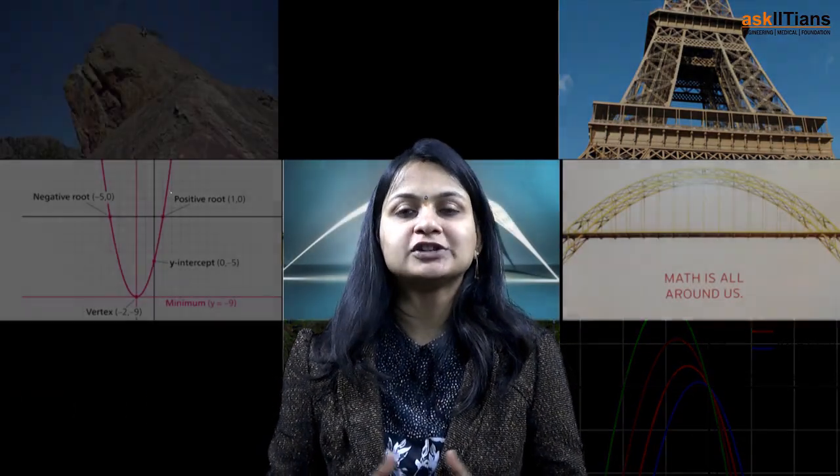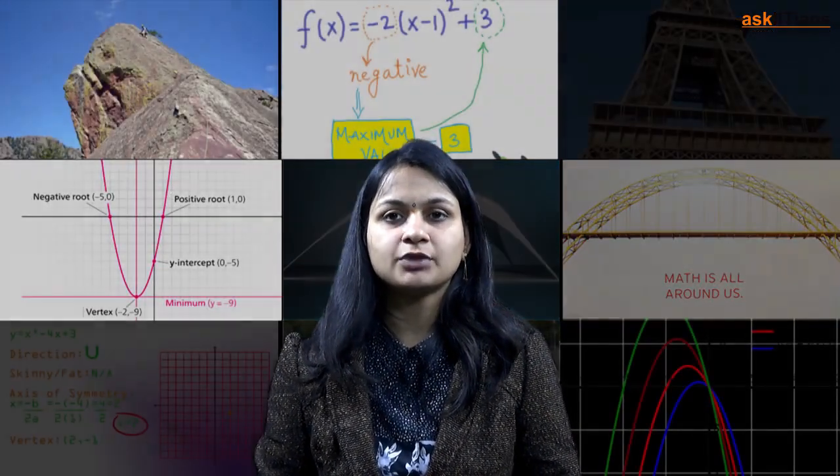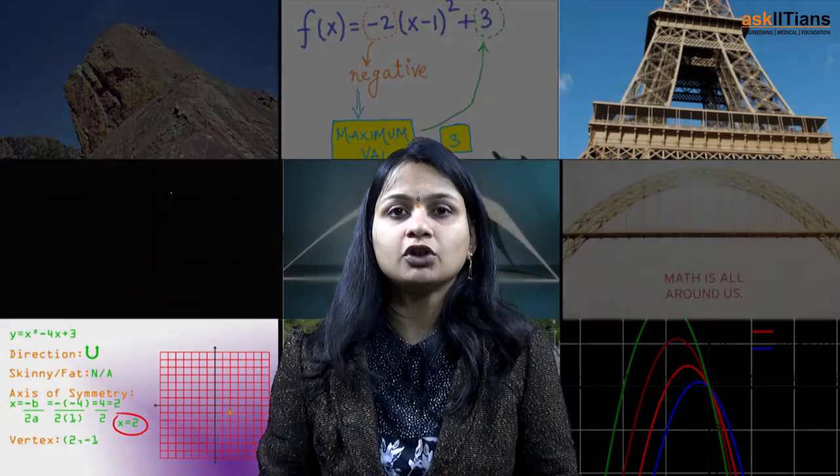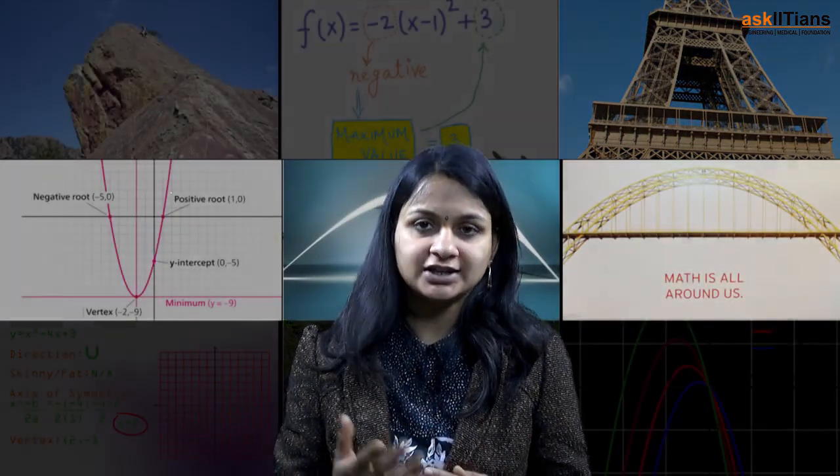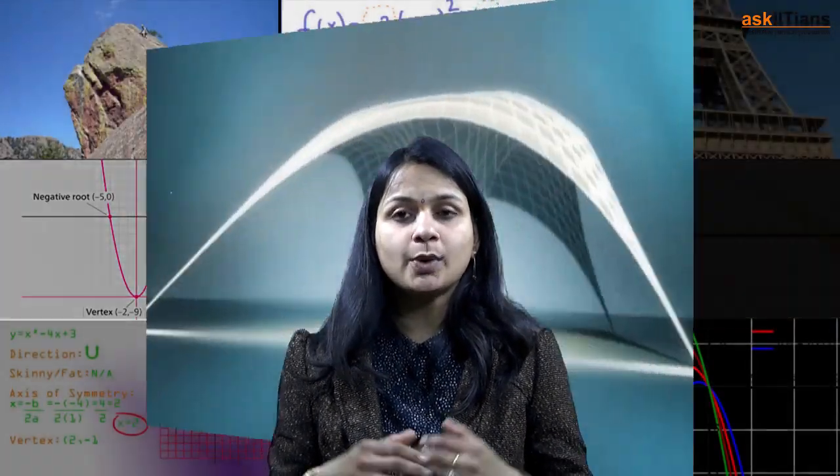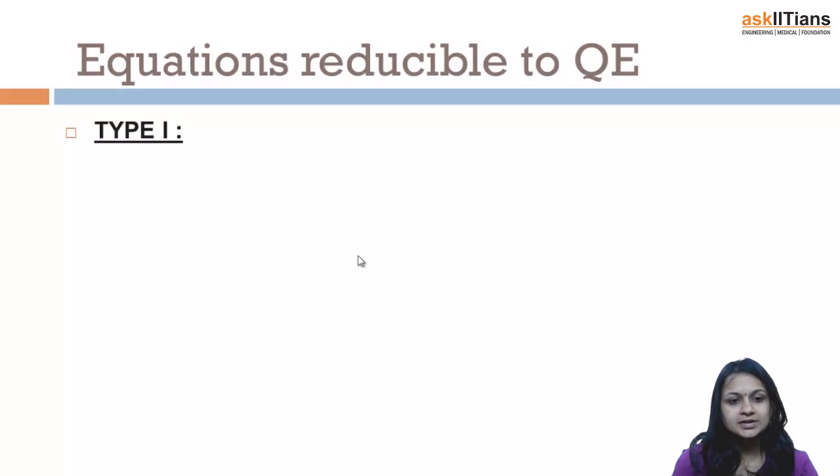Welcome back, students. This part again becomes very important if I talk about JEE Main or JEE Advanced level. The reason is, here we will not be talking about direct quadratic equations, rather equations that can be reduced to quadratic. We will be learning such 5 types. Let's begin. Here is the first type of equations which can be reduced to quadratic equations.